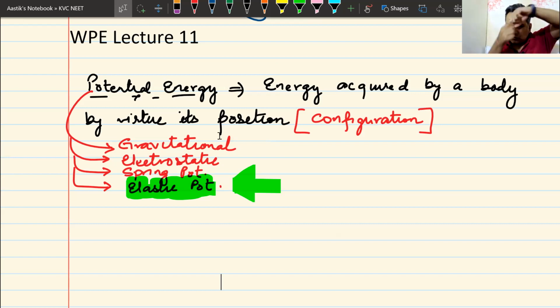Whenever you have a rope which is elastic or rubber band which is elastic, you change its length. It will try to come back to its original position, original configuration, original length, and we have energy stored in that rubber band or any elastic body. That is elastic potential energy, which is actually same as spring potential energy. So I'll also mark it green.